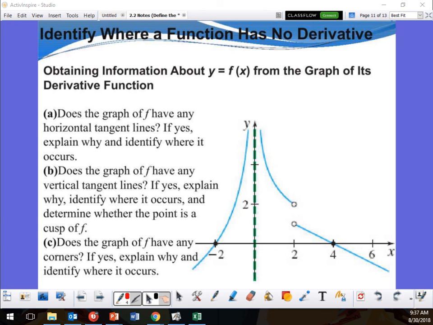So does the graph have any corners? Is there any corners in which I cannot take the derivative? Say no. There's no places like that, right? If yes, explain why and identify where it occurs. We don't have any corners here at which we cannot take a derivative. But can we take a derivative at 2? Say no. Why? The limit on the left is not equal to the limit on the right. It's not continuous at 2.